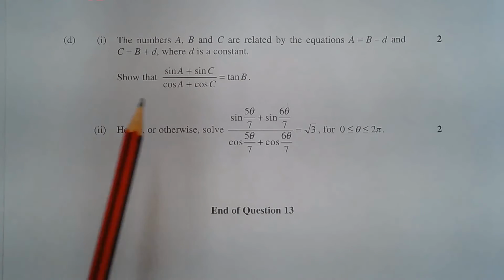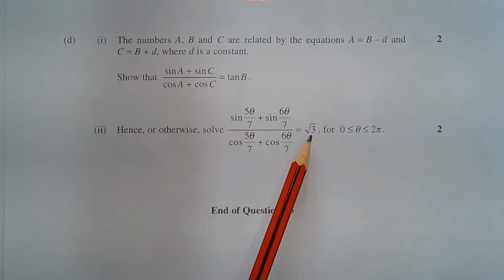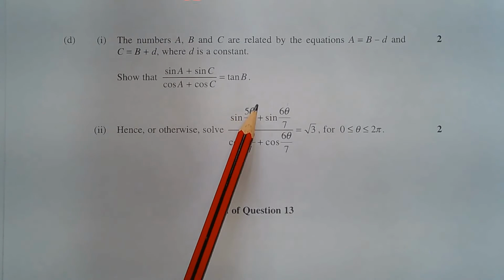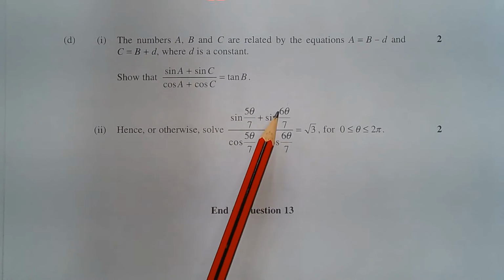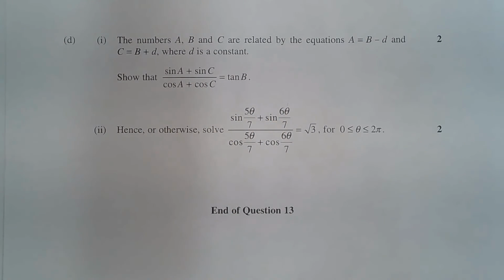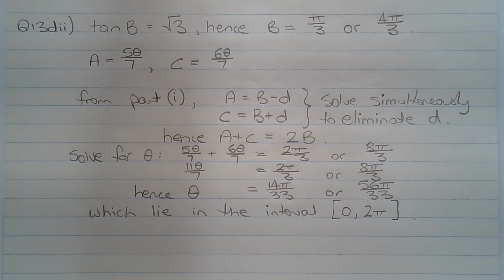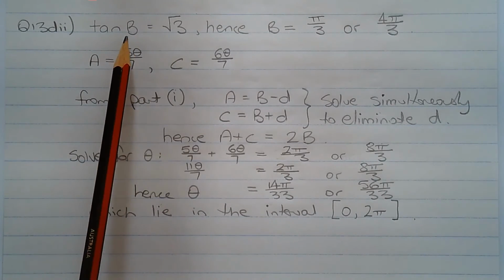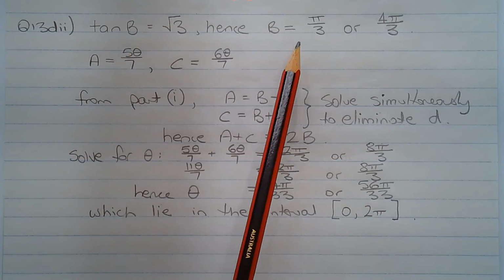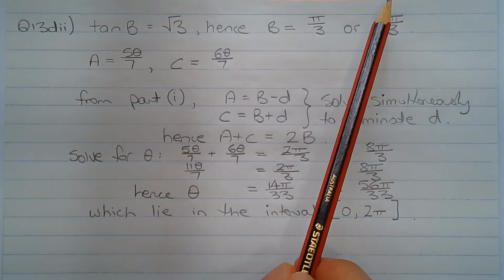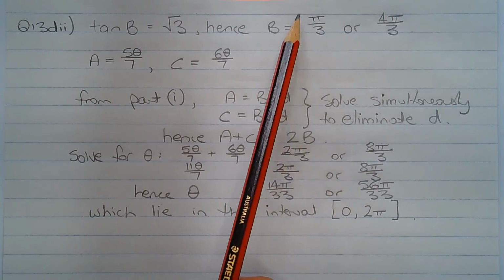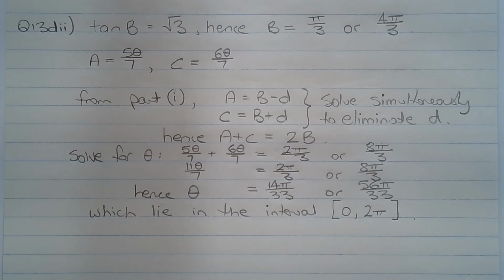From part 1, tan b is equal to the square root of 3, a is equal to 5 theta over 7, and c equals 6 theta over 7. Solving for b, we get b equals pi over 3 or 4 pi over 3. So that's the angle in quadrant 1 or quadrant 3.